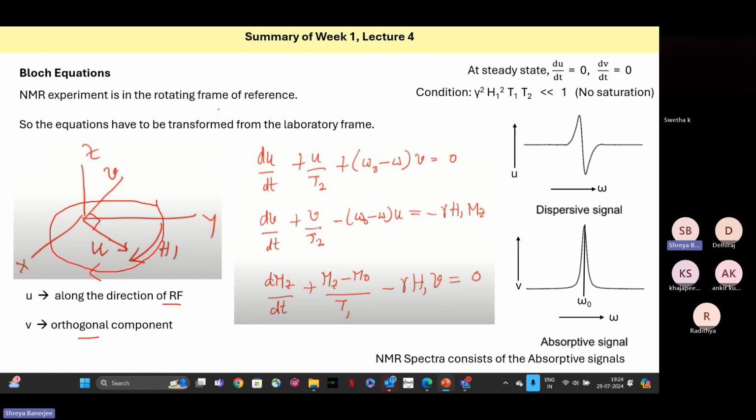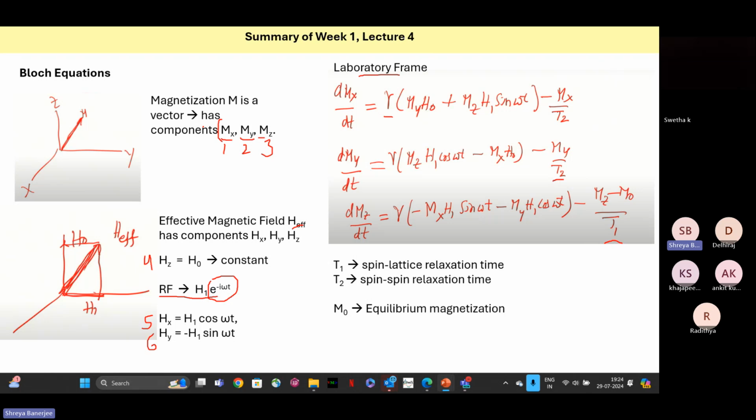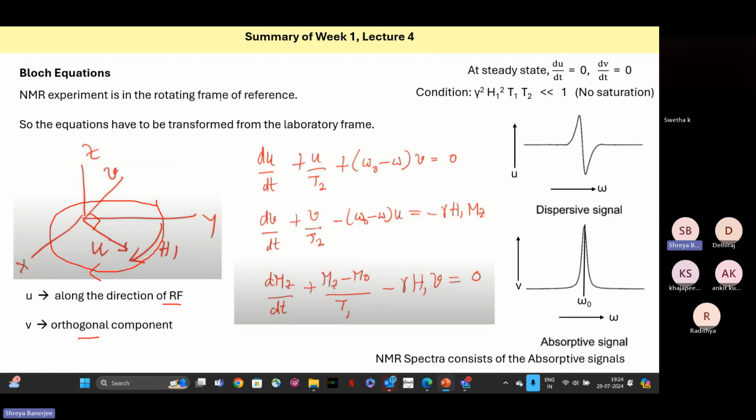Using several mathematical transformations, we can transfer these XY equations to equations having u and v. And that is called the Bloch equations in the rotating frame of reference. Again, the equations themselves are not useful for us. This is just for your knowledge. But what happens is that at equilibrium, if you have a condition where there is no saturation. We have already discussed saturation, we call it when the upper and lower levels are equally populated.